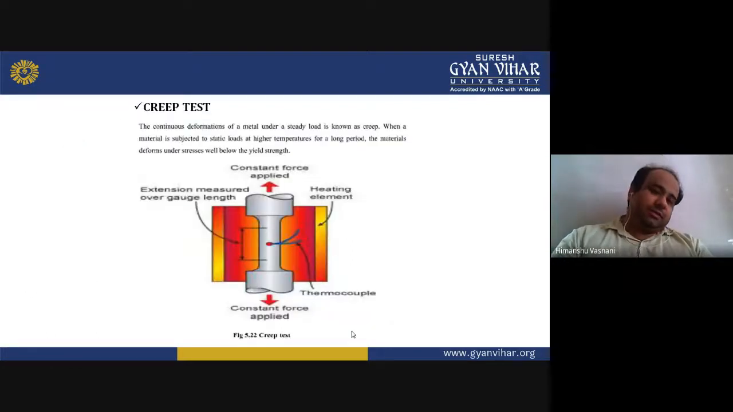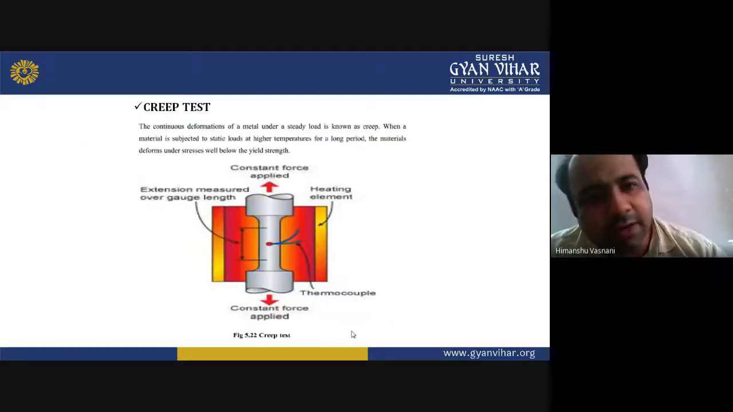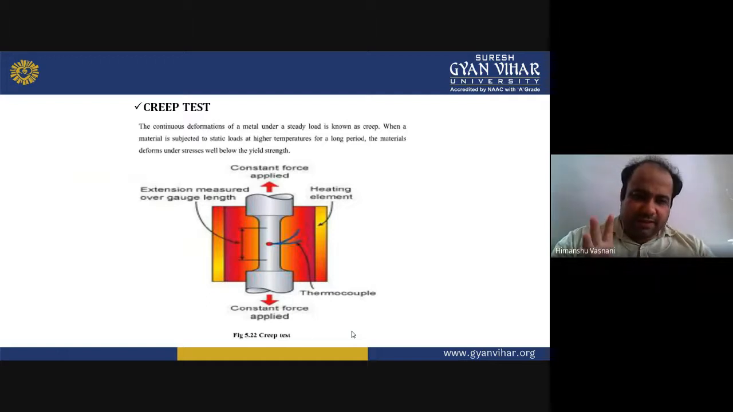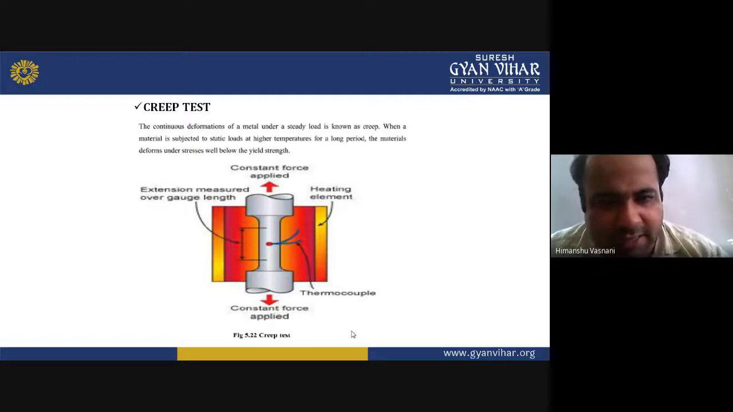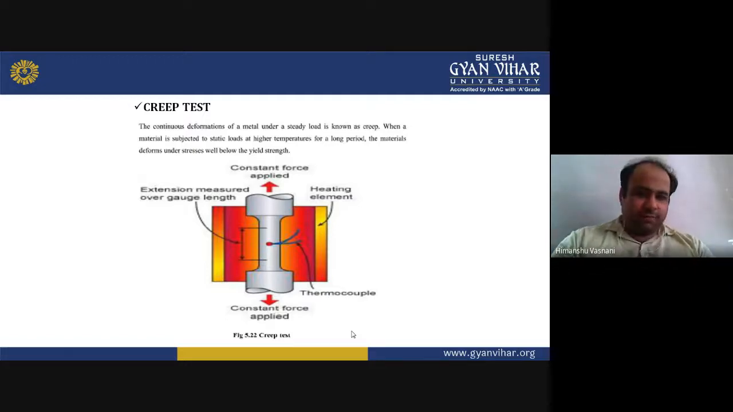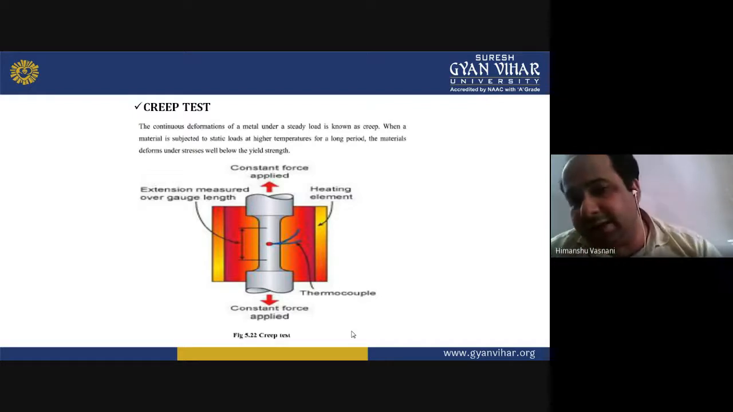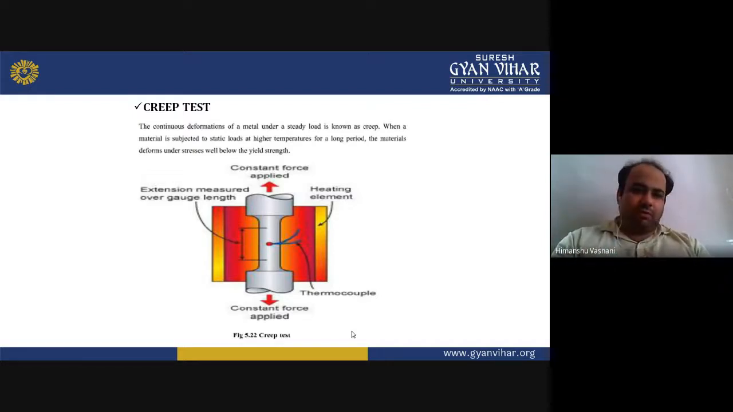Now the creep test. This is one of the very important tests. Now you can see there is a diagram. There is a constant force applied in both directions, and at the center there is extension measured over the gauge length. You can have a thermocouple there. You can see the continuous deformation of a metal under a steady load. The continuous deformation of a metal under a steady load is known as creep.